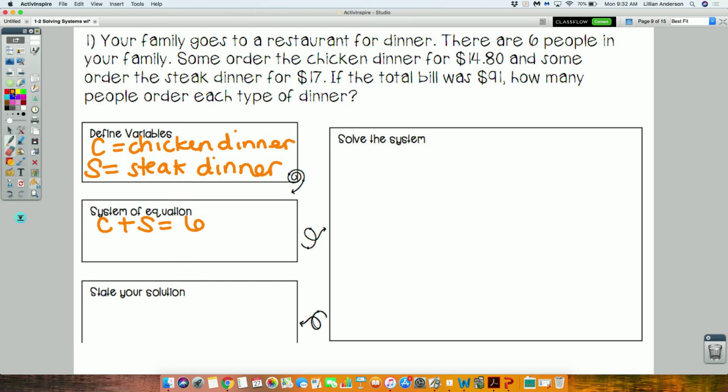And then 17 or like 14.80x plus 17y equals 91. Or we're not using x and y, we're using C and S. Yeah, we're using C and S, but you were right. $14.80 for our chicken, C, and then $17 for our steak should equal a total of how much money? 91. So there's our system.